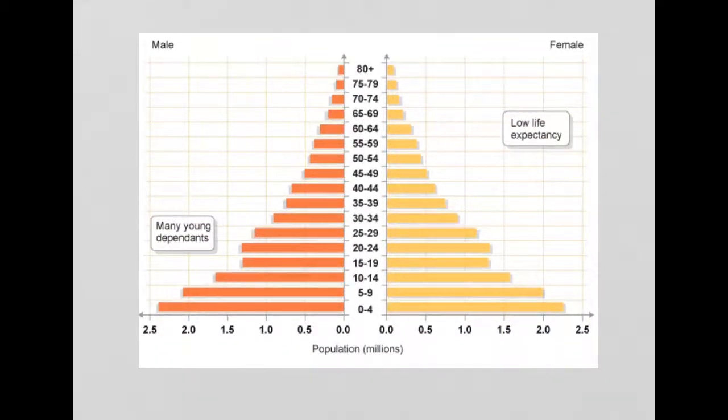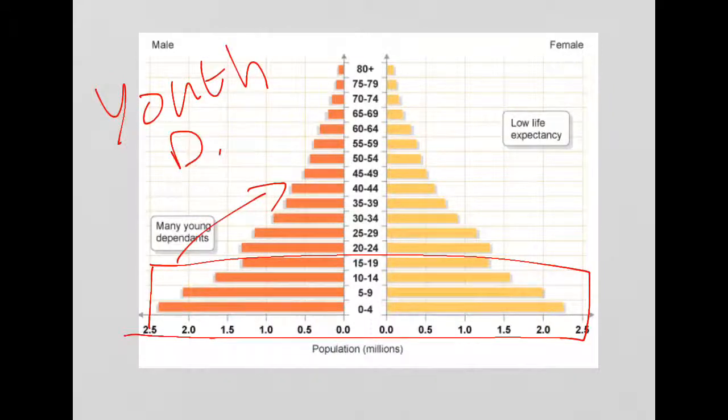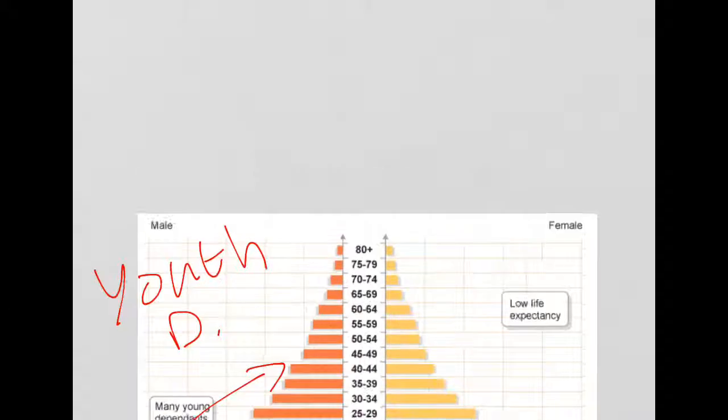This can be seen in a typical LEDC shape which we have here. You can see that we have high numbers of the population under the age of 16. They rely on the working population for support, so this is referred to as a youth dependent country, typical in most LEDCs.